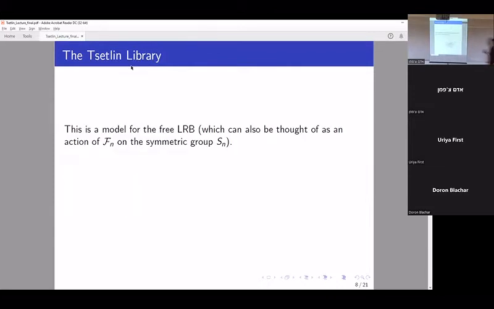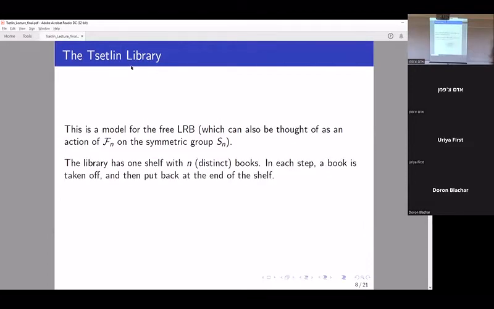Now, a nice model for the free left regular band is what's called the shelf library. It also gives us a nice Markov chain, for those of you familiar with Markov chains. We can just think of it as an action of the free left regular band on the symmetric group. And the action is given as such. We're looking at the library. This library has only one shelf with n books, and in each step, what we're doing is we choose some book and we take it out and put it back at the end of the shelf.